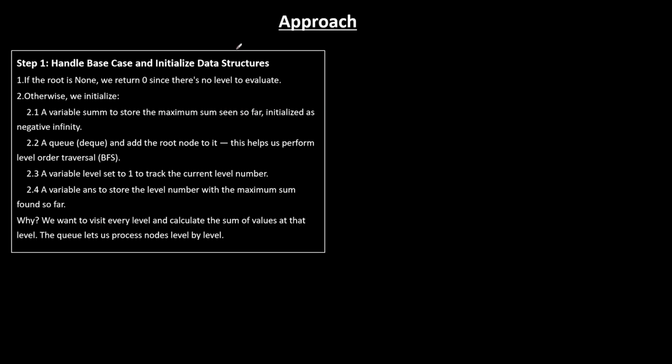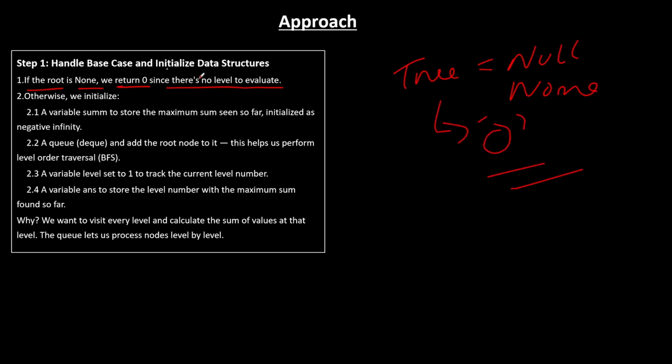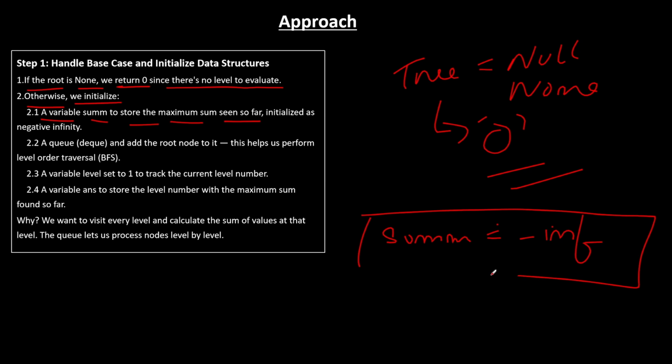Now, since we got the intuition of the problem, let's look into the approach of how we're going to solve it. First and foremost condition: if root is None, we return zero since there is no level to evaluate. If the tree itself is null or None, the level has to be zero, because there is nothing. Otherwise, we initialize a variable to store the maximum sum seen so far. We'll declare a sum variable and initialize it to negative infinity, because this will store our final answer, the maximum value. Fine till now.